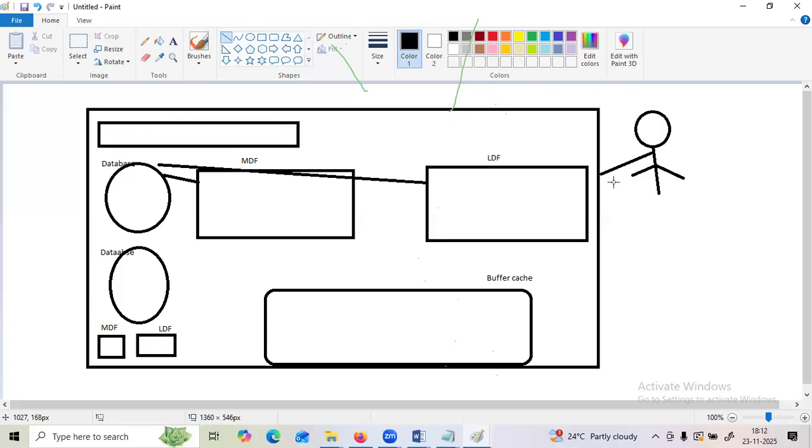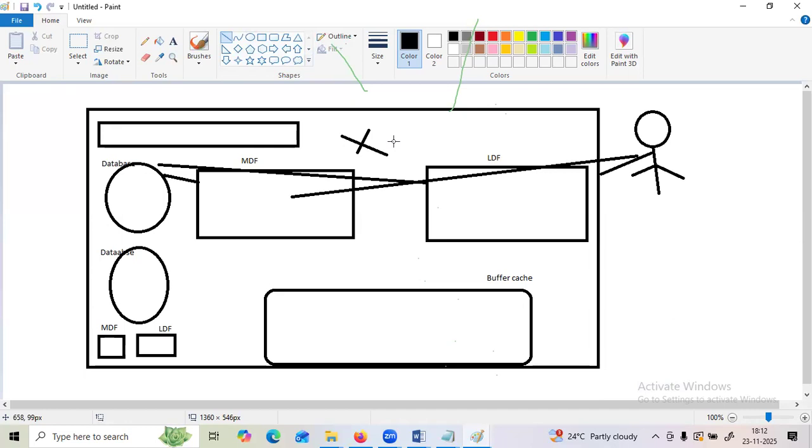So whenever people are inserting or updating, what will happen? First, the user looks for the data in the MDF. The thing is, SQL Server does not directly allow modifications to the MDF. So if I want to insert or update data in the database, SQL Server does not allow any users to directly modify the database.